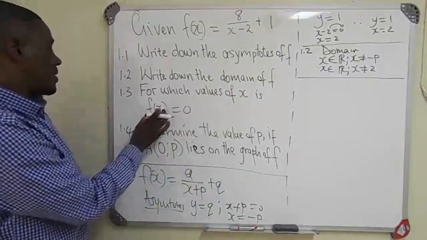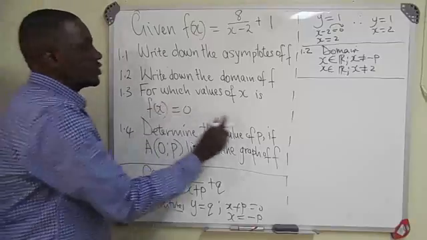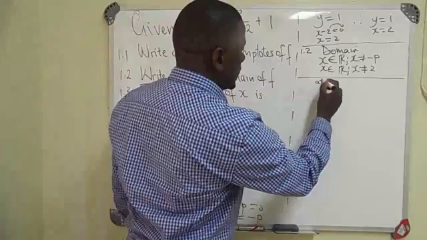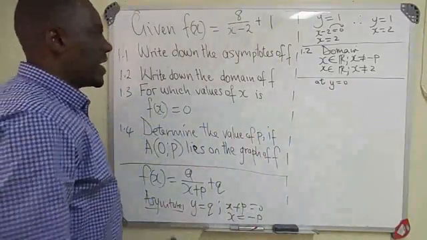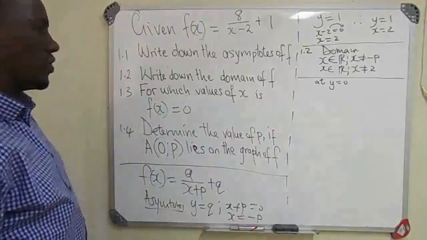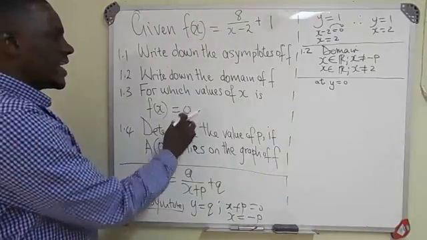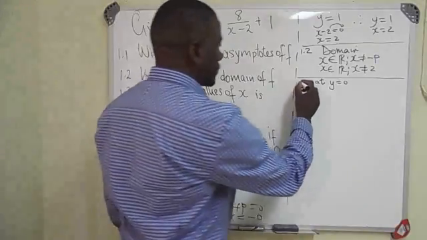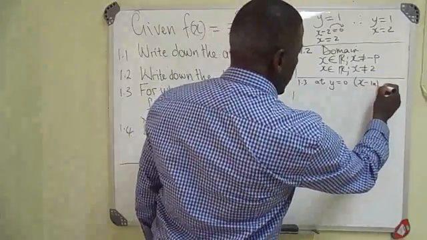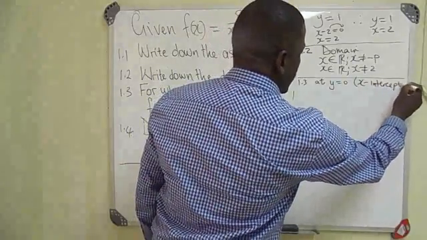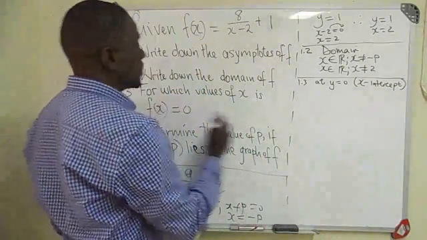For which values of x is f of x equal to 0? Remember, again, f of x is the same as y. So, at y is equals to 0, we are now looking for the x value. So in short, we are looking for the x-intercept. That is what we are looking for. So we are going to replace our f of x with 0.